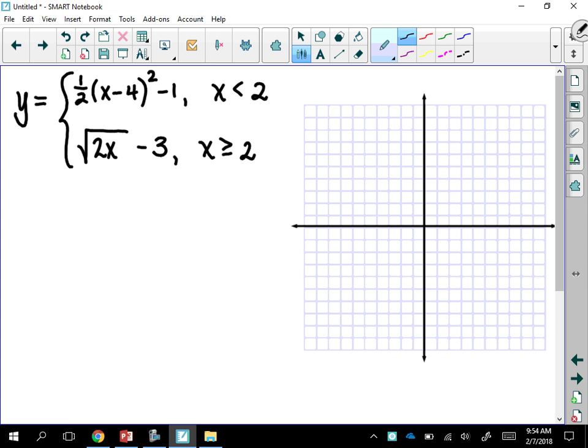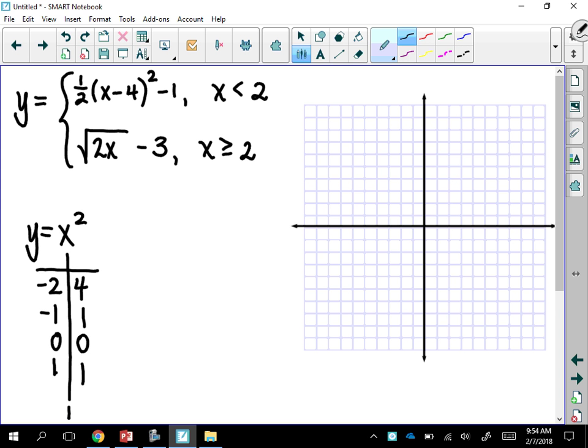So the parent function for quadratics is y equals x squared. And what are the points that are on a quadratic function? -2, 4, -1, 1, 0, 0, 1, 1, and then 2, 4. Now looking at this function that's given, what are we doing to the original function? 4 to the right, 1/2 times y, and then 1 down. Okay?